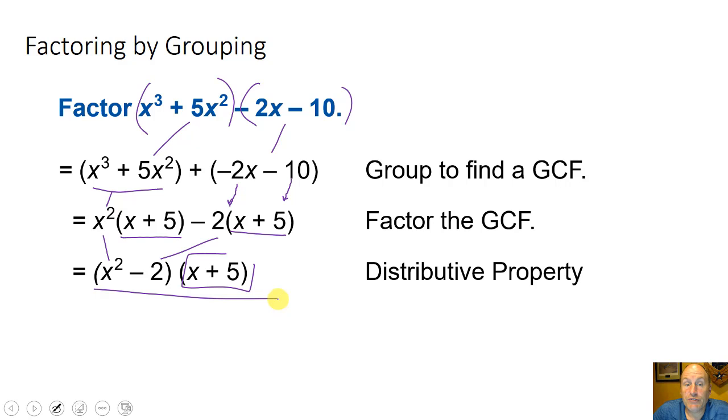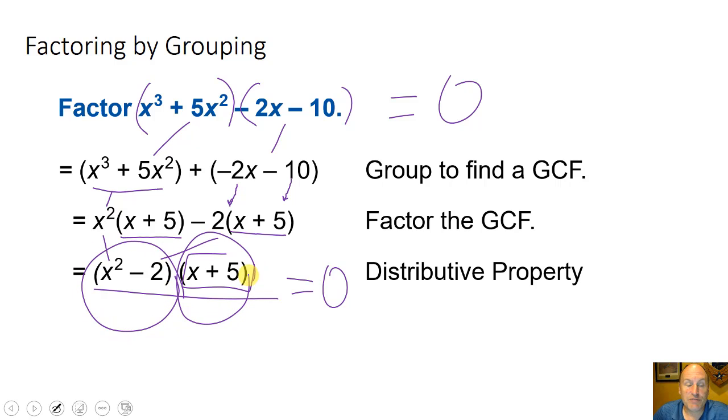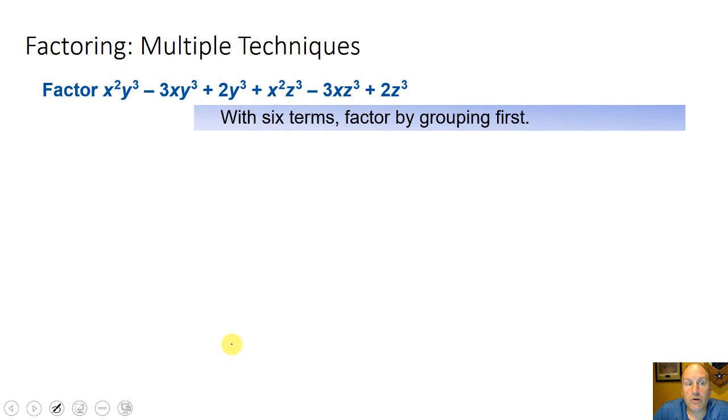And that makes it easier to solve something. So if we had this all equal to 0, for example, it'd be a lot easier to solve this now because we would just look at the zero product property. Either the x squared minus 2 is equal to 0 or the x plus 5 is equal to 0. And so if we were solving this, the solutions would be the solution to the first part, which would be plus or minus the square root of 2, and the solution to the second part, which is x equals negative 5.